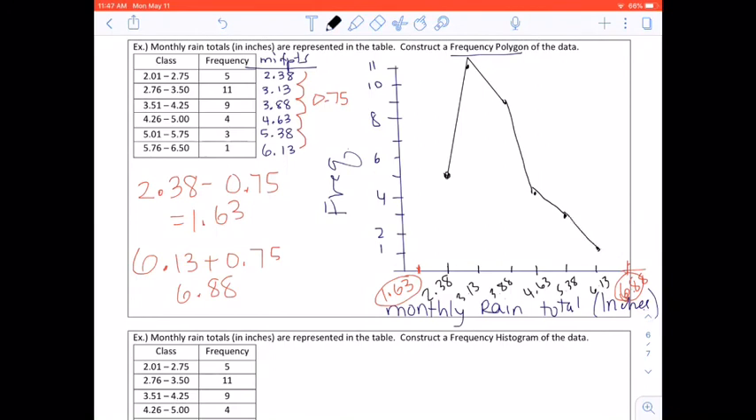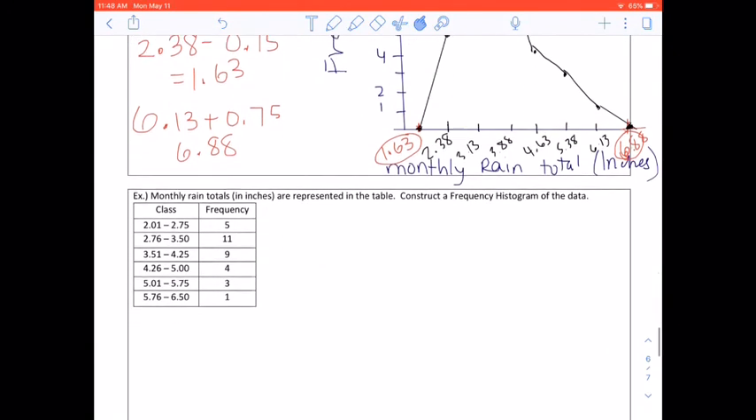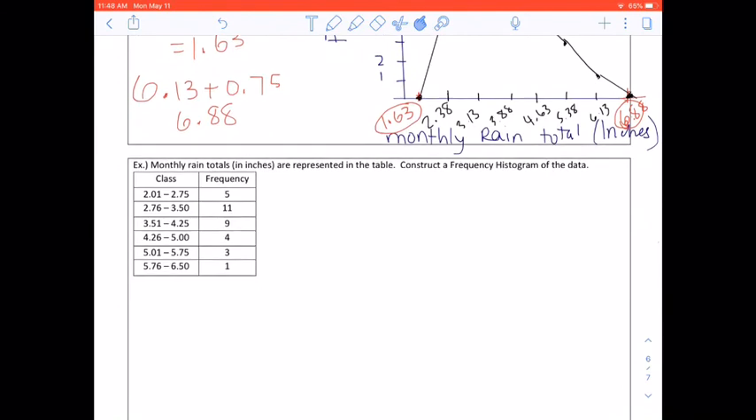And then the last thing is what we added in, which says we're going to extend those ends down to the horizontal. So on the horizontal line, at those two values that we added in, which were 1.63 and 6.88, put 2 dots there. And we're going to extend our graph down so it starts at that value and it ends at that value on the horizontal. And this again is a frequency polygon. So together in class, we will look at the rest of the notes, which does cover a frequency histogram.